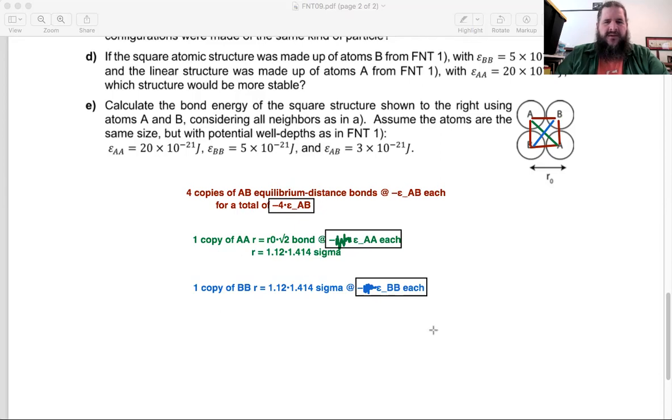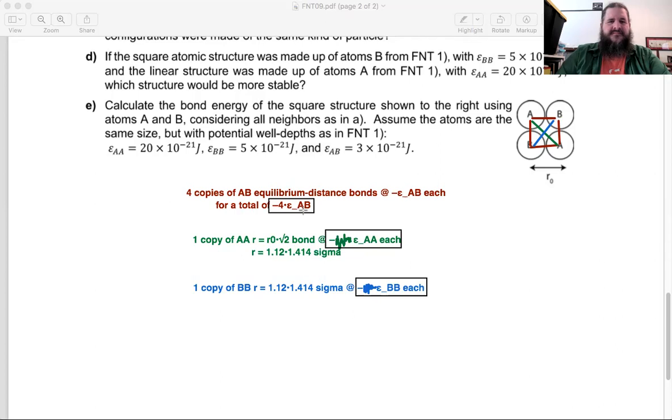Yeah, add those together. And you would then be also plugging in these specific values: the 20 times 10 to the negative 21 for AA, 5 times 10 to the negative 21 for BB, and 3 times 10 to the negative 21 for AB. And that should tell you the actual bond energy of this entire structure. Any other questions on that?